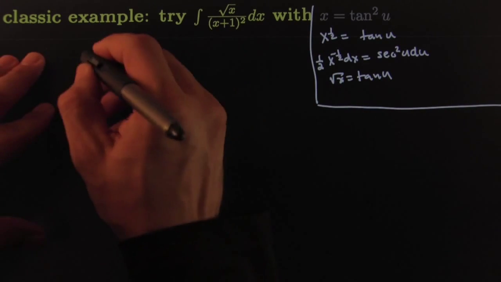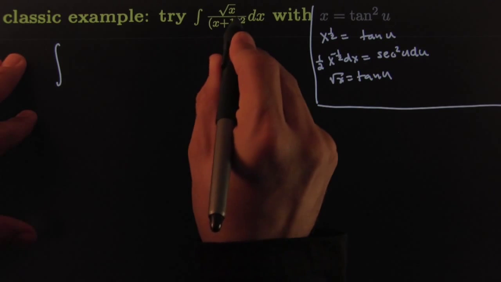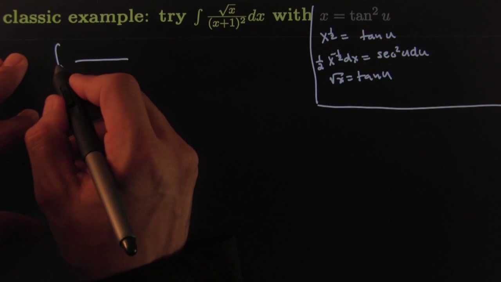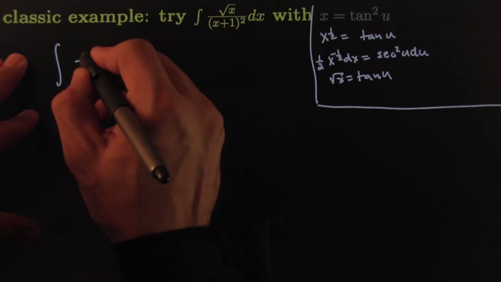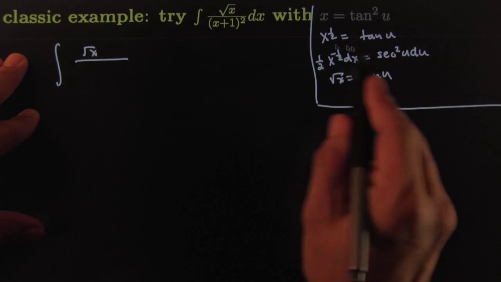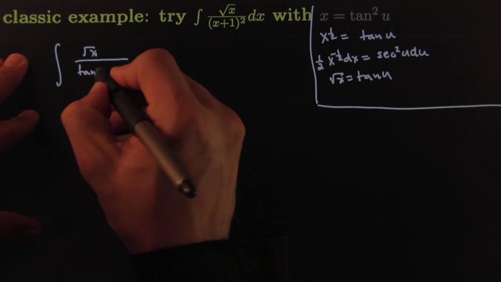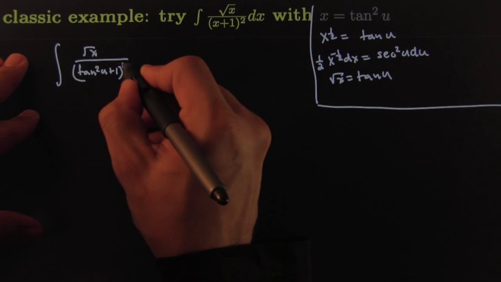Alright, let's get to work here. We need to make our substitution. Give ourselves a little room here. Substitution on the top, I'm going to put square root of x dx. So square root of x. I have to make some substitutions. So x is equal to tangent square. So I'm going to go with tangent square u plus 1. That's what goes on the bottom, and this is squared.